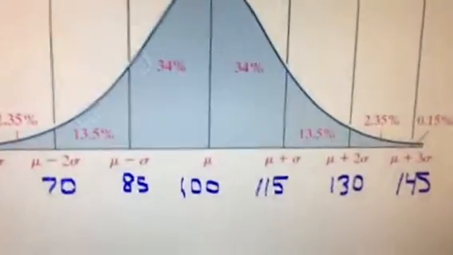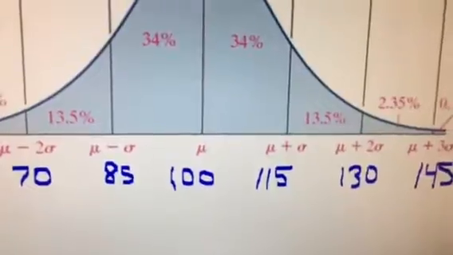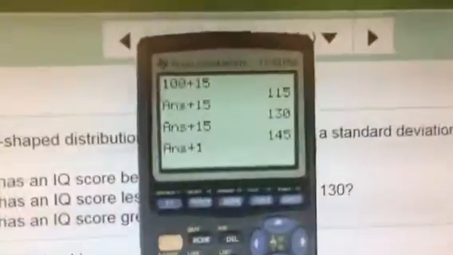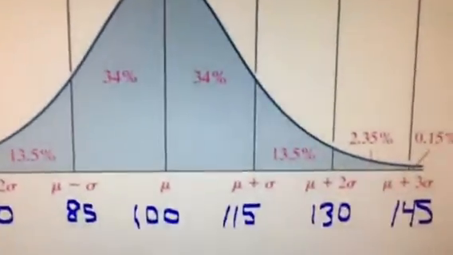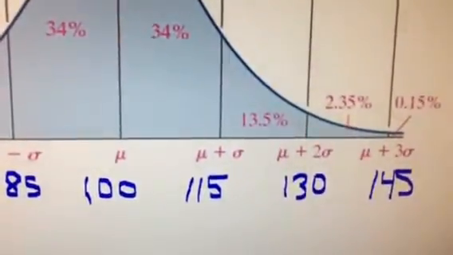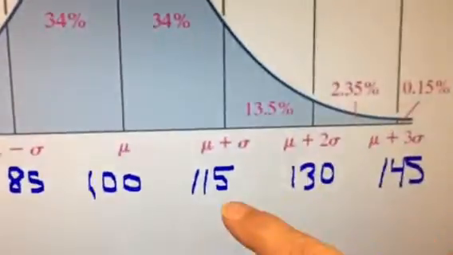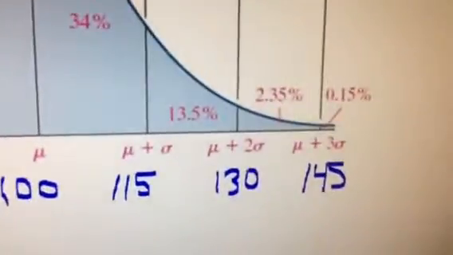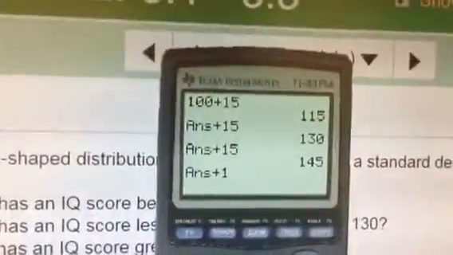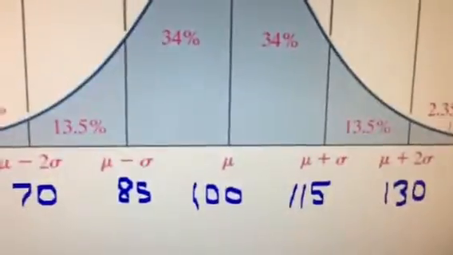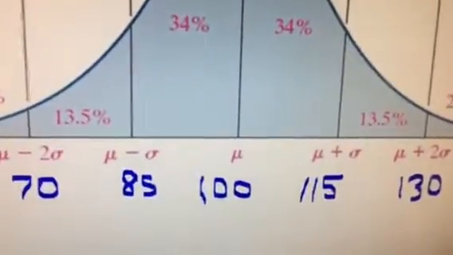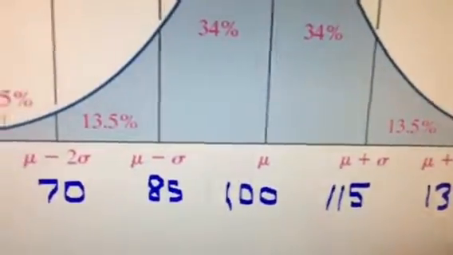So on my bell-shaped curve, in the middle is the mean. That's the 100. And then notice when I add a standard deviation, I get 115. So I'm going to write that under the mark that says the mean plus the standard deviation. Then the next one, I add a standard deviation, it's 130, and then 145. So I'm labeling my points. Now, to get the ones before 100, I have to use subtraction.